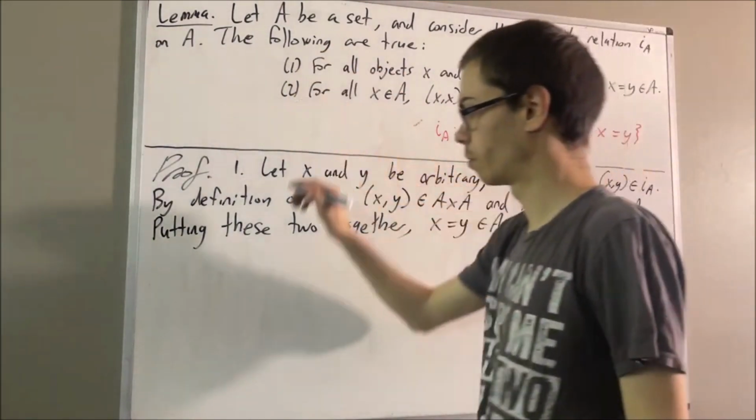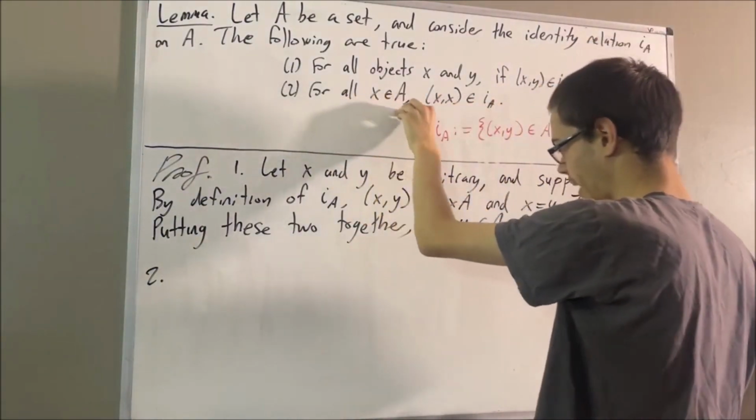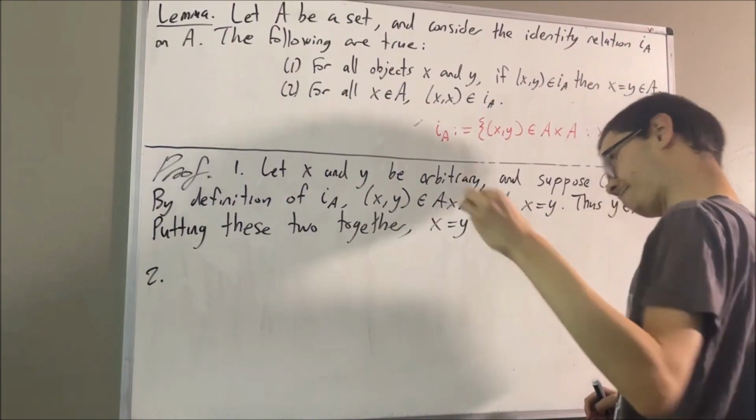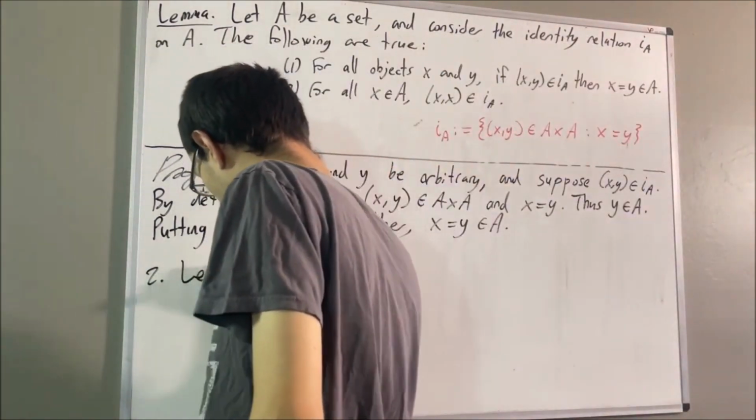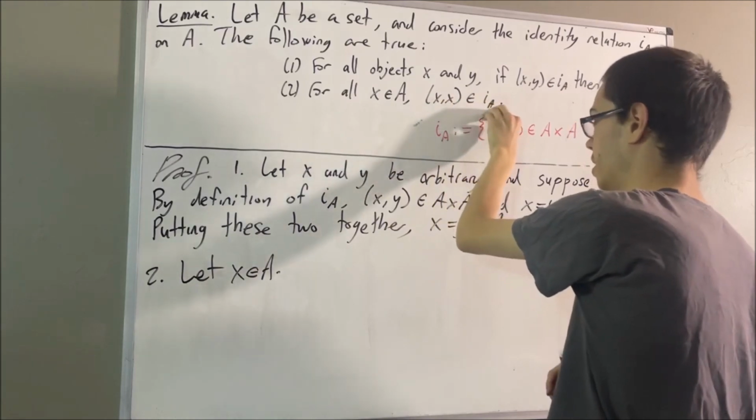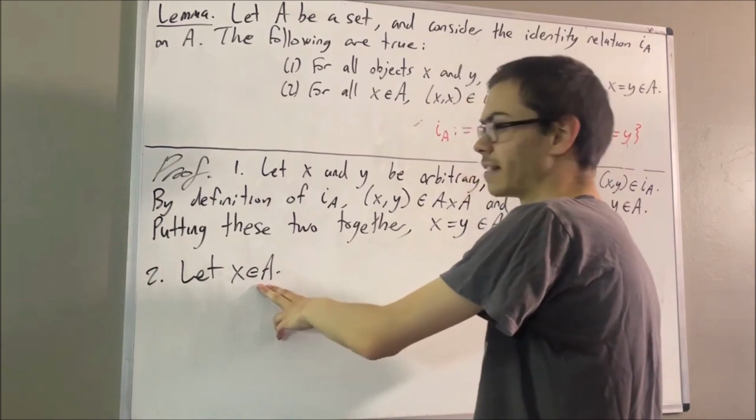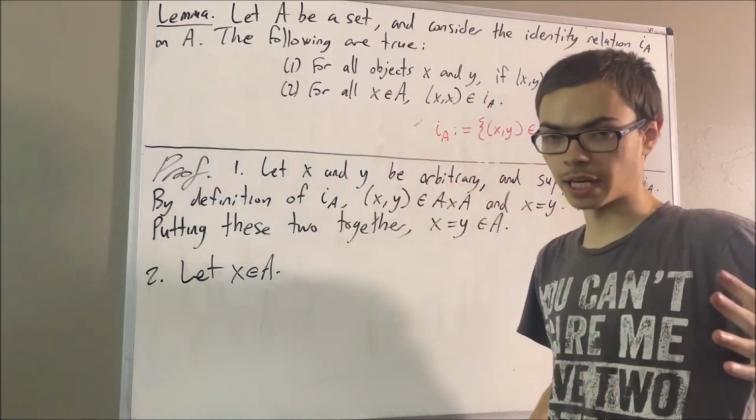Now we're going to prove 2. And to prove 2, we're trying to prove a statement about every element in A. So give me an arbitrary element in A. I'll call it x. Our goal with x is to prove that x comma x is an element of the identity relation on A. Now, since x is an element of A, it follows that x comma x is an element of A times A.